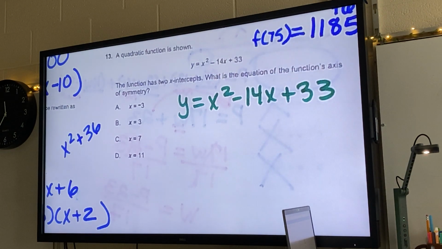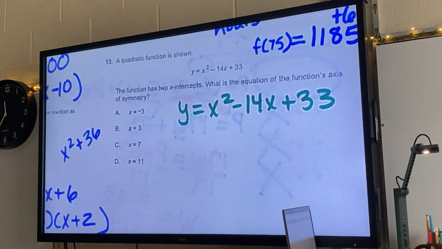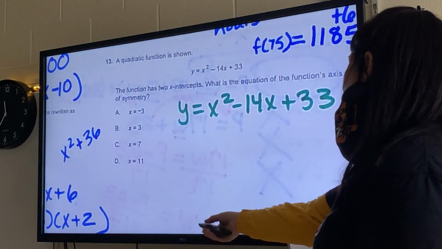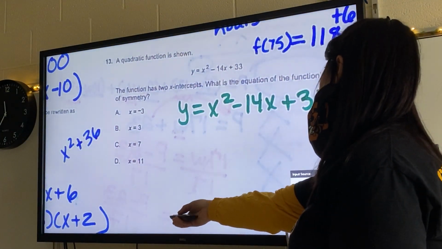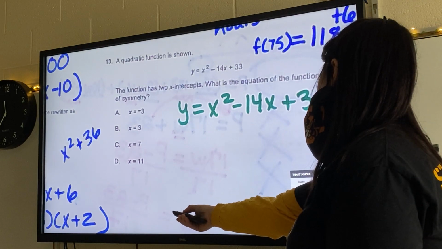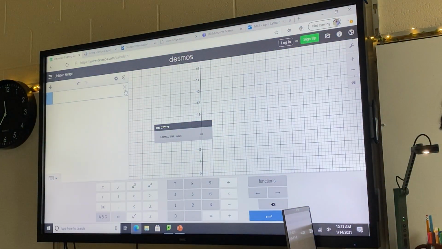That's right, it cuts the parabola in half. So let's go to Desmos and let's graph this. The formula for the axis of symmetry, if you wanted to do it the old school way, would be x equals negative b over 2a.